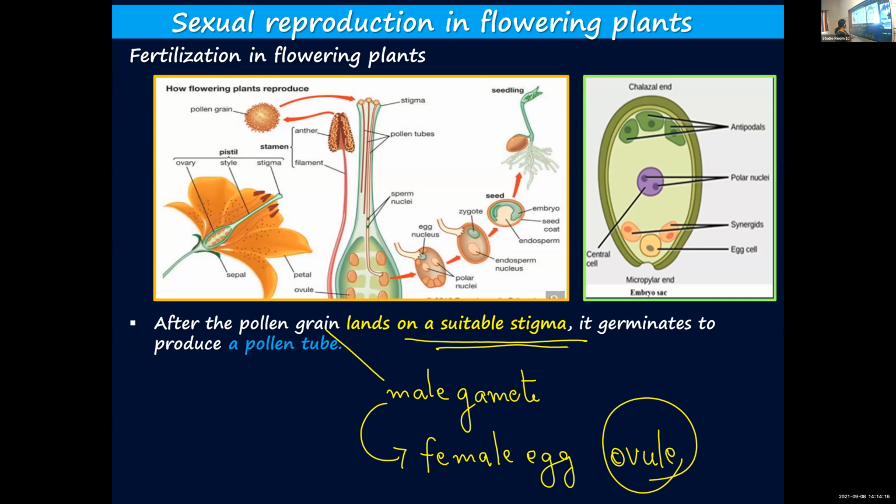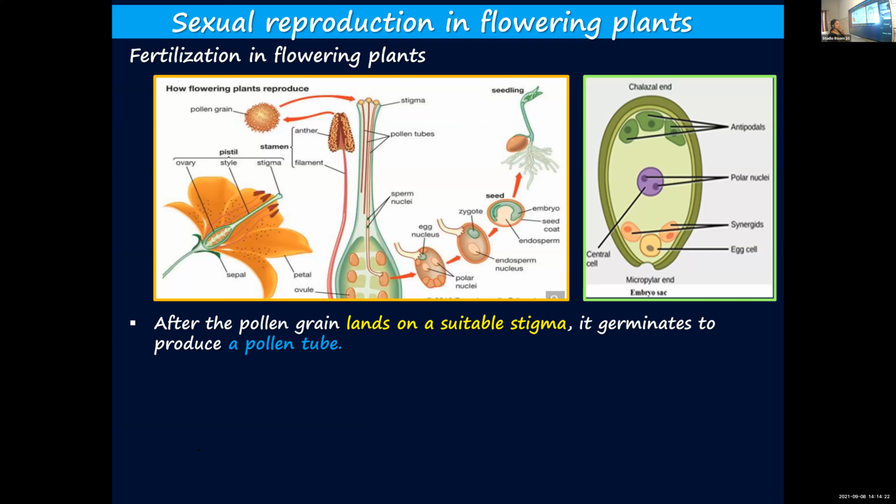And how can the pollen grains reach there? For that, once the pollen lands on the stigma, it will germinate and produce a tube. See here, you can see the tube. Why is the tube needed? Because only with the help of this tube can they reach the ovule.